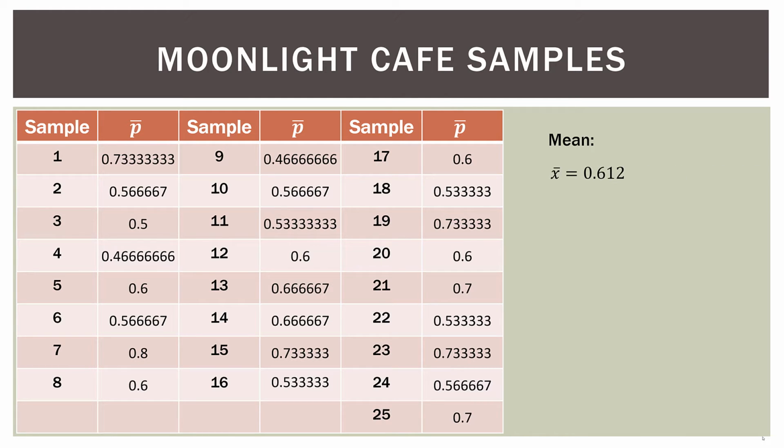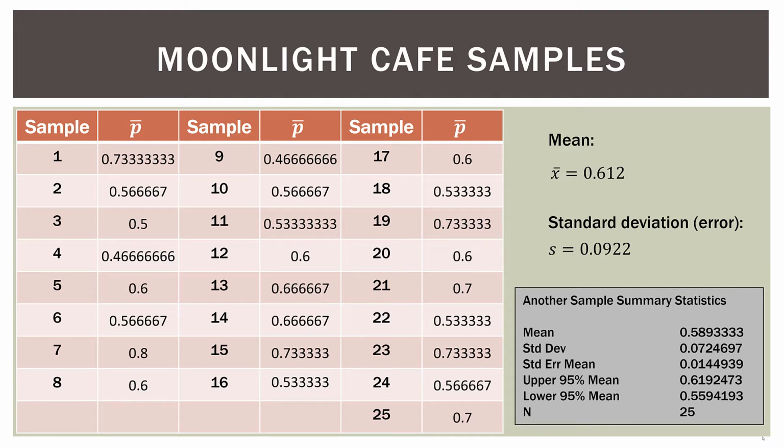Now the mean of these sample proportions is 0.612. So remember, we're looking at a proportion of about 0.6, so the mean of these samples is 0.612. The standard deviation of these sample proportions is 0.0922. Now remember, since we have a sampling distribution here, the standard deviation of a sampling distribution is actually called the standard error. That's why I have it over there in parentheses.